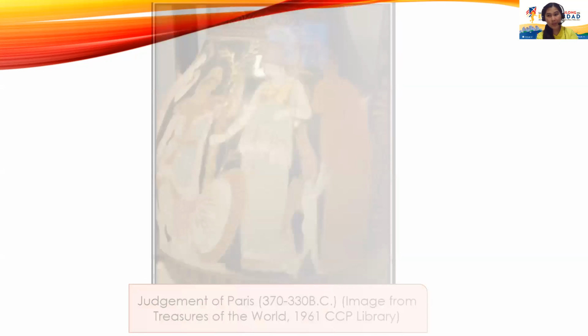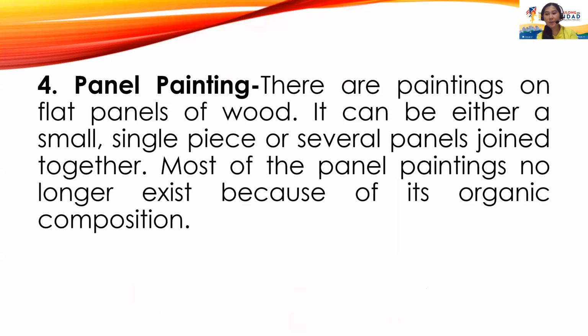So, now let's proceed to number 4. Panel painting. There are paintings on flat panels of wood. It can be either a small single piece or several panels joined together. Again, let's review. Number 1, fresco painting, water-based, usually on the wall. Number 2, encaustic, using wax. Number 3 is vase, of course, pottery. Number 4, panel, using wood.